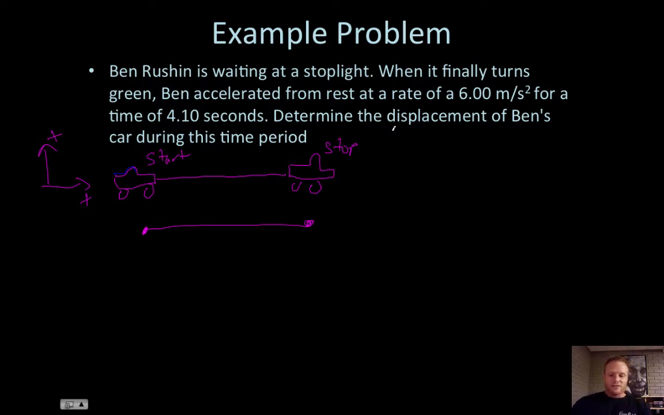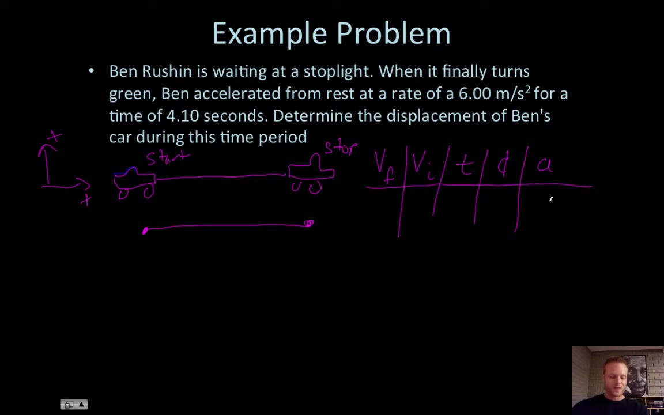After I've drawn all my pictures, I'm going to write the 5 kinematics variables down. And those are V sub F, V sub I, T, D, and A. And I'm just going to draw some lines to divide them because I put these pretty close. I just don't want to run out of space here. So there they are, the 5 kinematics variables. You basically need to know 3 of these to be able to use one of the equations that we talked about. So what do I know in this problem?